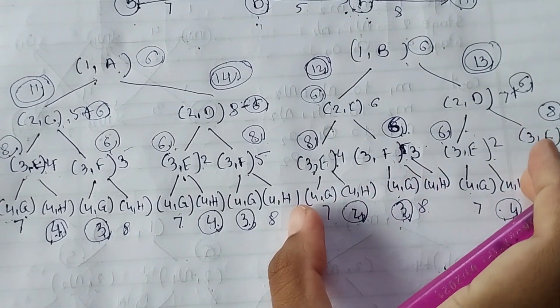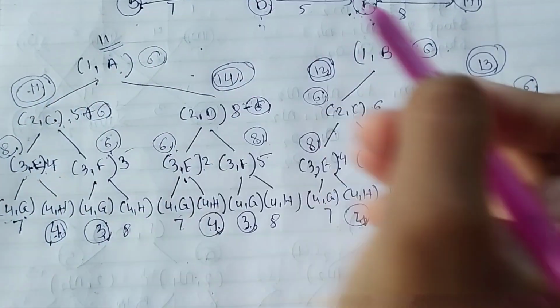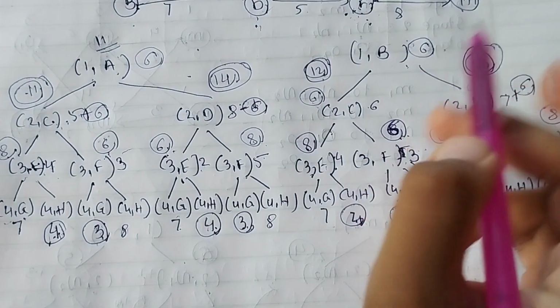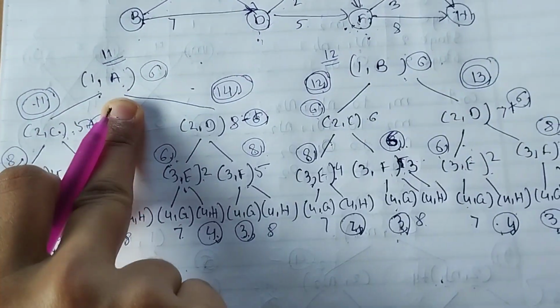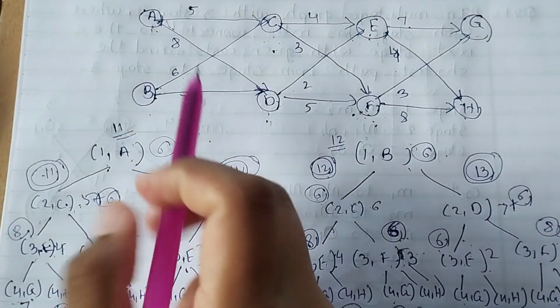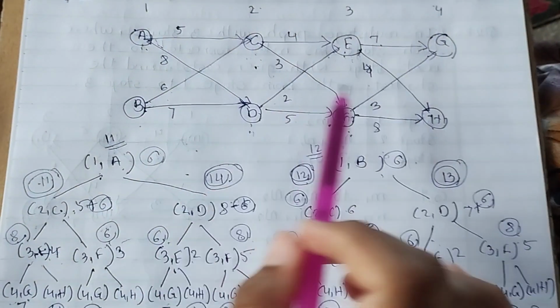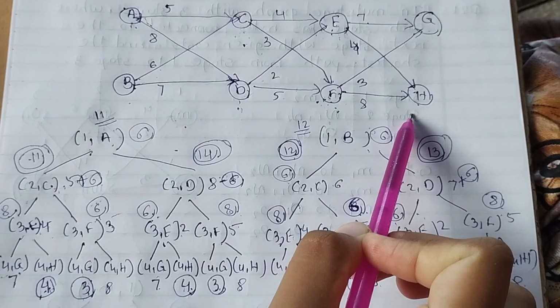So which is the smallest? From these two, 11 is the smallest. 13 and 12, 12 is the smallest. Now from this two, 11 is the smallest. So the minimum cost is 11, and we start from this A. We find out the smallest value to reach this stage number 4.